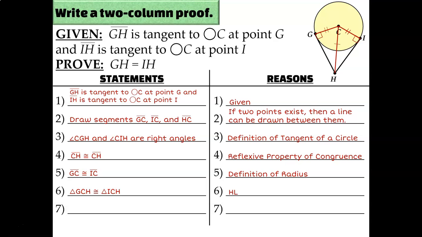And if the two triangles are congruent, then all of their pairs of corresponding parts are congruent, and the pair of corresponding parts that we're interested in for this proof are the tangent segments, GH and IH. Those are corresponding parts of those two congruent triangles, so by CPCTC, they must be congruent to each other.